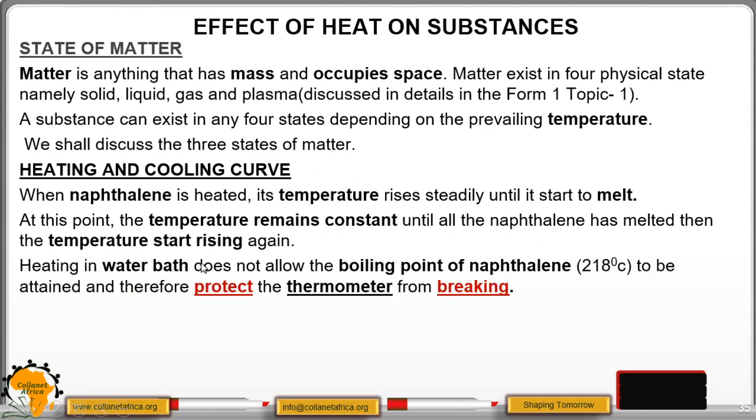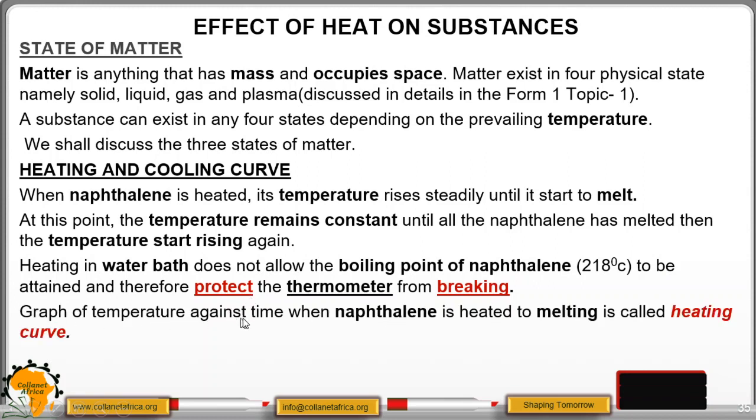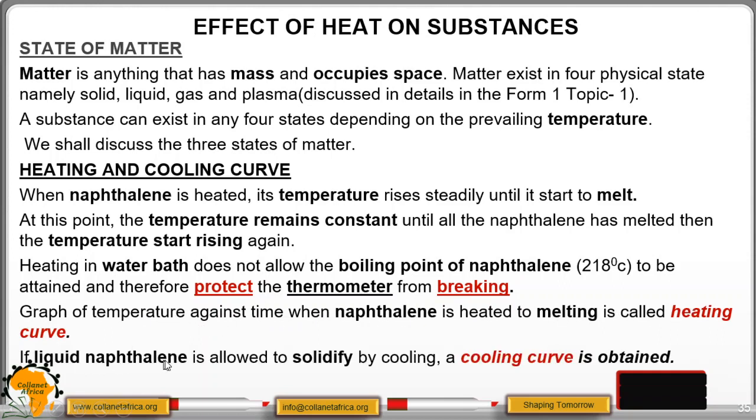Heating in a water bath does not allow the boiling point of naphthalene to be reached, since naphthalene boils at a temperature of 218 degrees Celsius. Therefore, if you're using a water bath, this temperature is not attained, and this protects the thermometer from breaking. A graph of temperature against time when naphthalene is heated to melting is called a heating curve. If liquid naphthalene is allowed to solidify by cooling, a cooling curve is obtained.